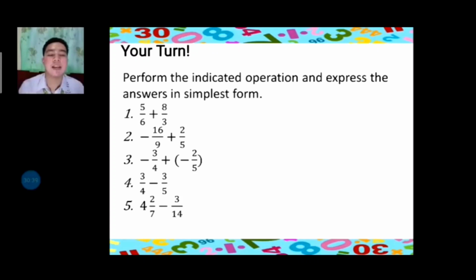Now let's check your answers. This will be the answers. For number 1, we have 3 and 1 over 2. Number 2, 1 and 17 over 45. Number 3, negative 1 and 3 over 20. Number 4, 3 over 20. And number 5, 4 and 1 over 14.